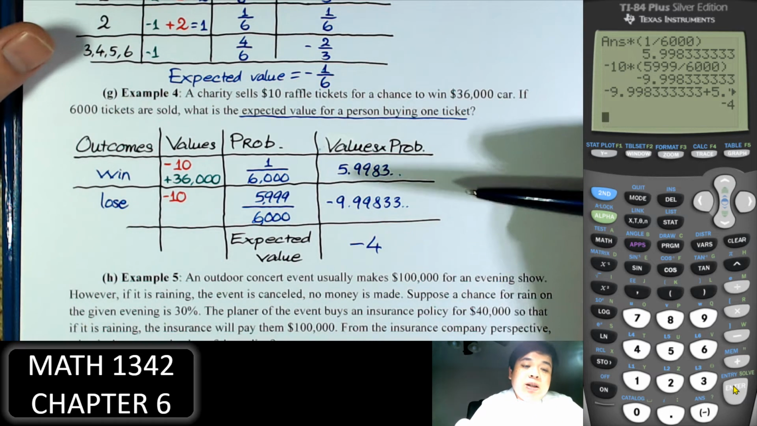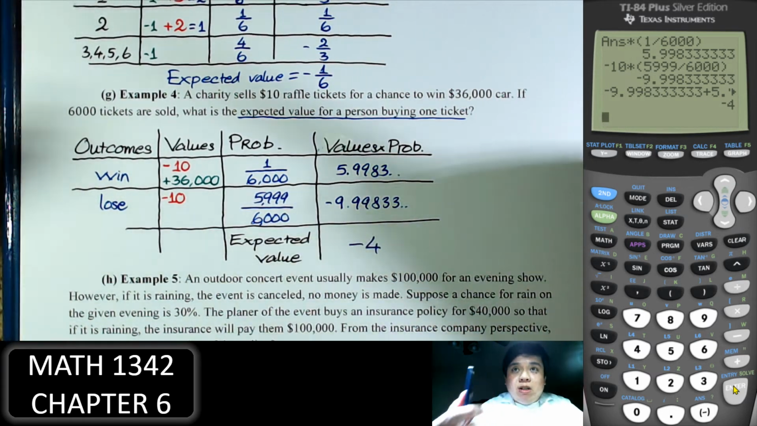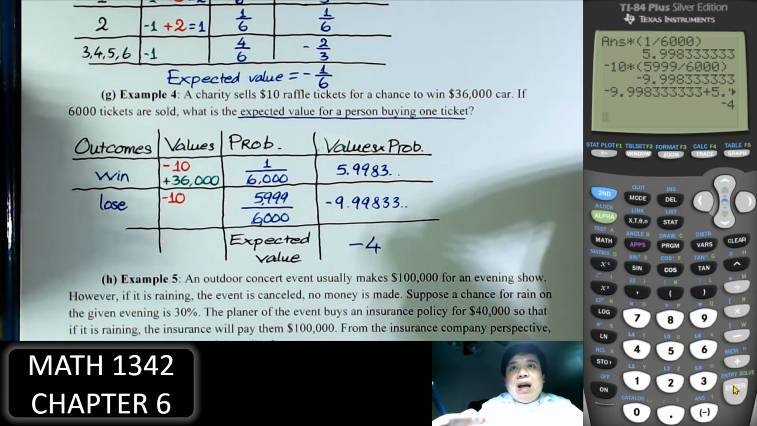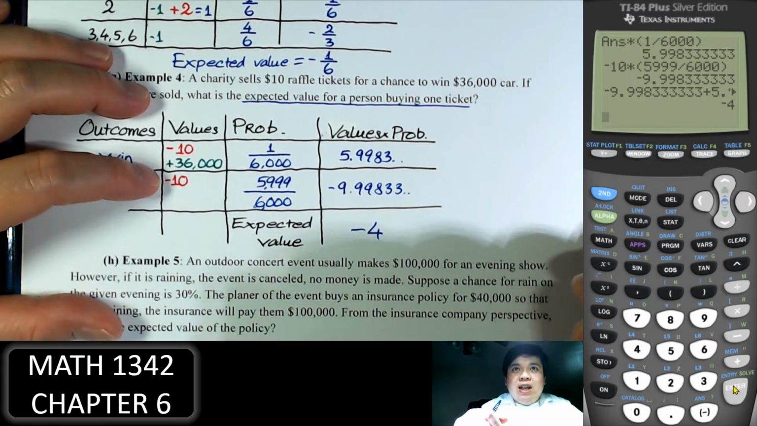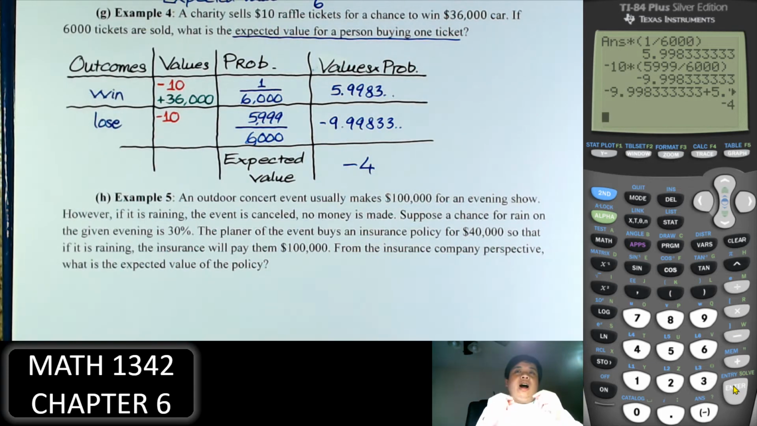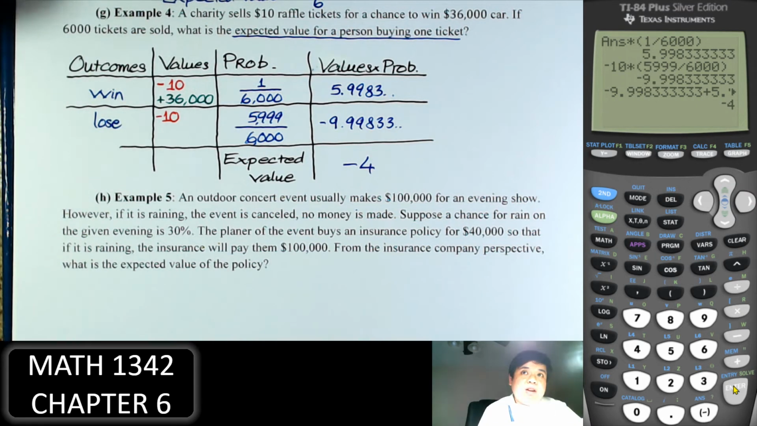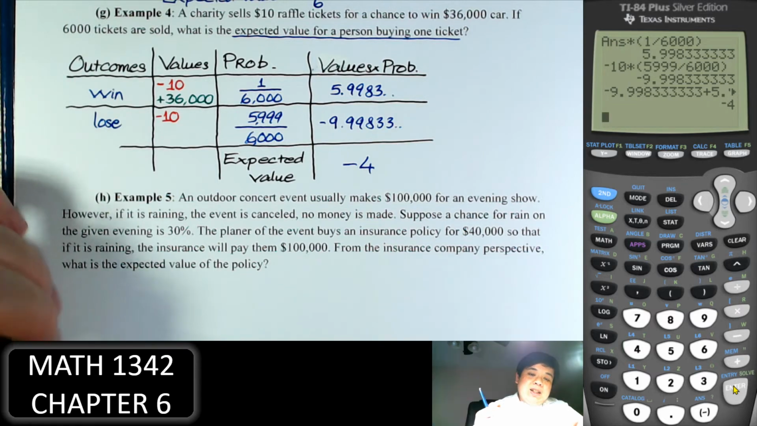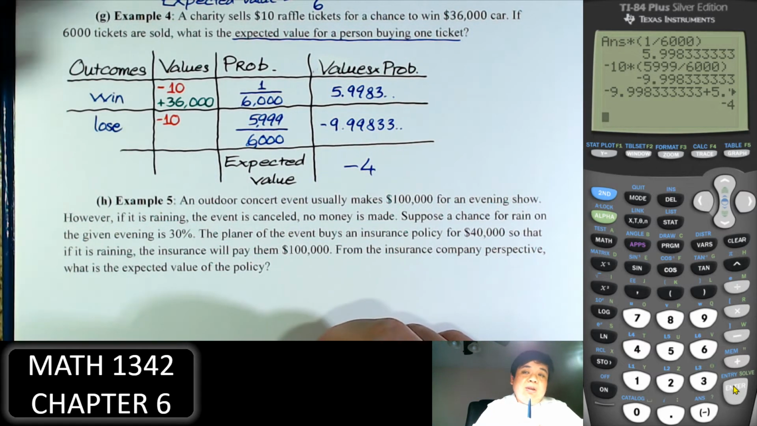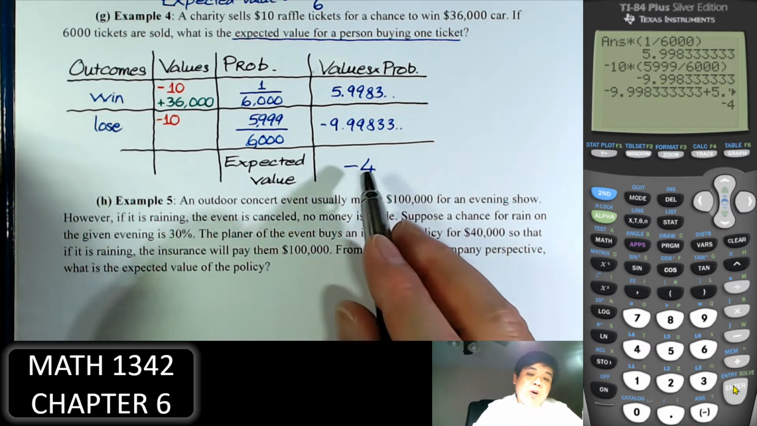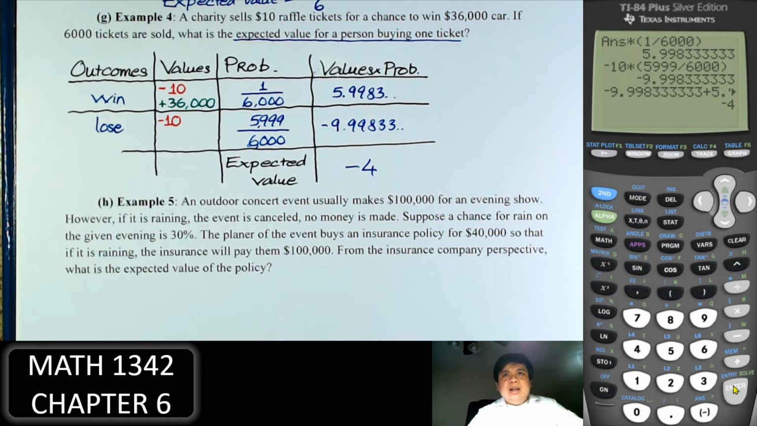So that is the expected value for one person buying the ticket. The charity, when they sell one ticket, gets exactly $4, because the expected value of a person buying a ticket losing is the same as the expected value of the charity winning. So each ticket a person buys, they expect to lose $4. The person selling expects to win $4. It will be the same amount.